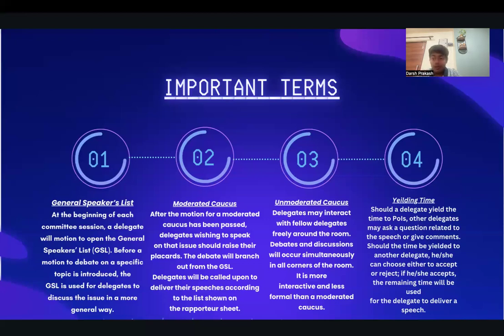Now, unmoderated caucus. In unmoderated caucus, you do not need to deliver any speech. Unmoderated caucus is basically lobbying. What is lobbying now? Lobbying is basically an informal session, I'll say, in which you can discuss and deliberate with other delegates that, okay, these are the topics that we can now discuss further in the committees.